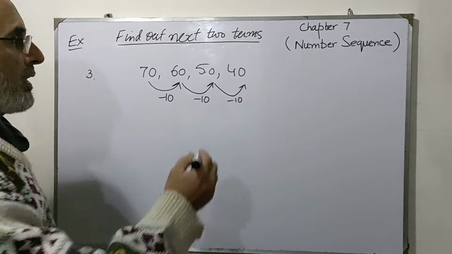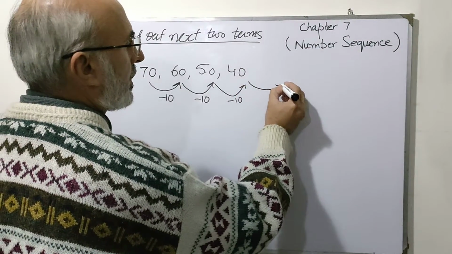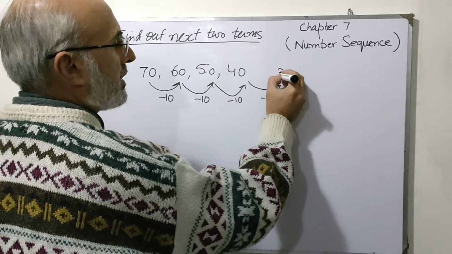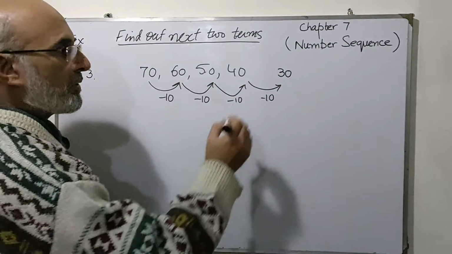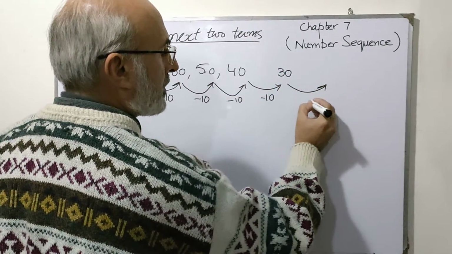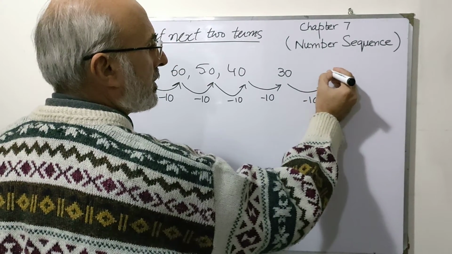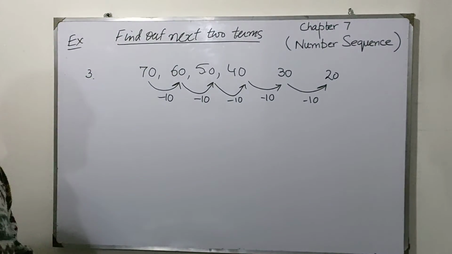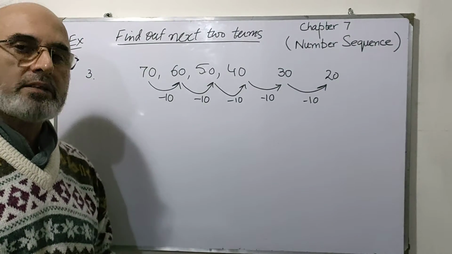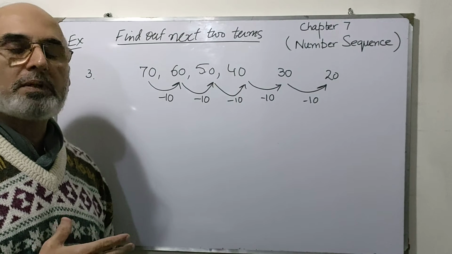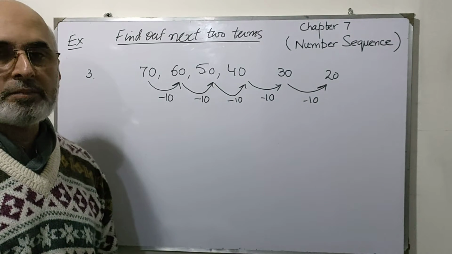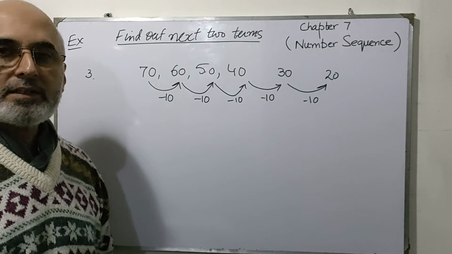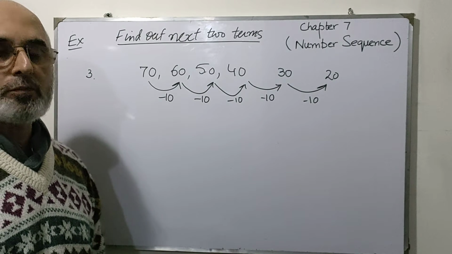next term. So let's subtract 10 from the fourth term, we get the fifth term. Subtract 10 again from the fifth term, we get our sixth term. So we have our next two terms, and the rule is subtracting 10 from the previous term to get the next term. So far, it's simple. So let's do a practice now one on page 160.